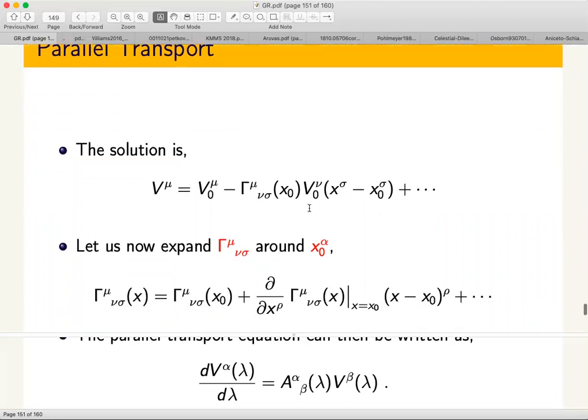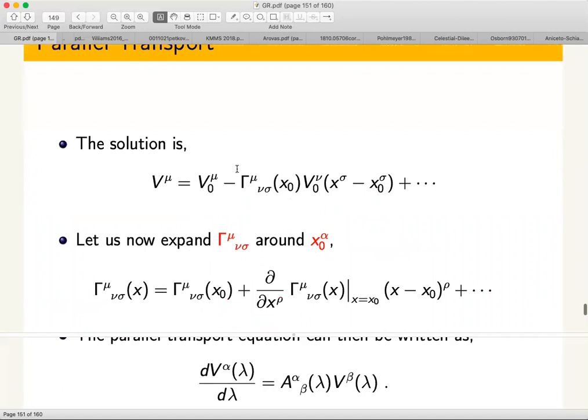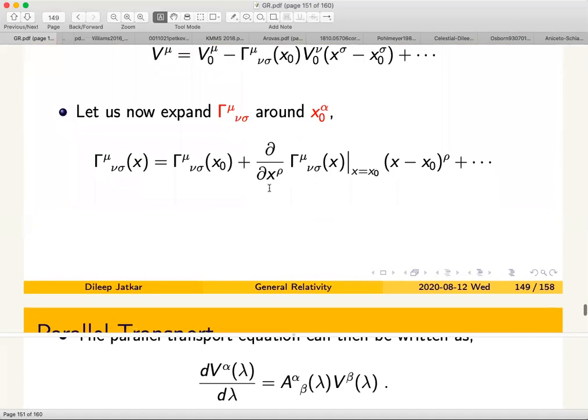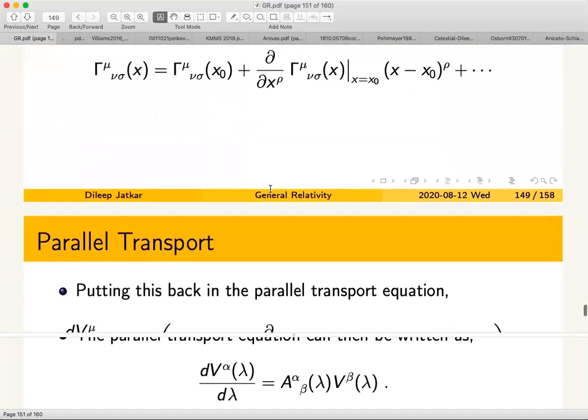Okay, so let's first look at what happens to gamma. So gamma defined at x can be Taylor expanded around x naught by gamma defined at x naught plus the derivative of gamma times x minus x naught to the rho, okay, which is the same as x rho minus x naught rho, not the power. Okay, so we'll use this fact to write down this expression in a little clearer fashion.